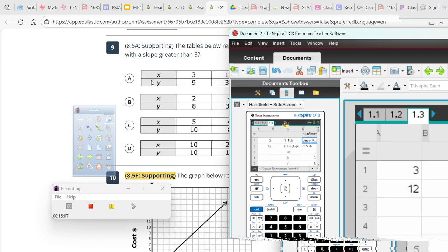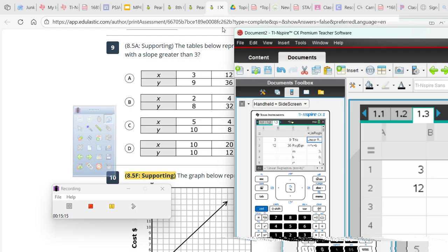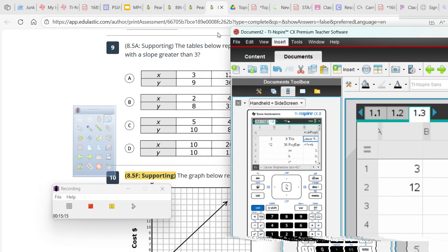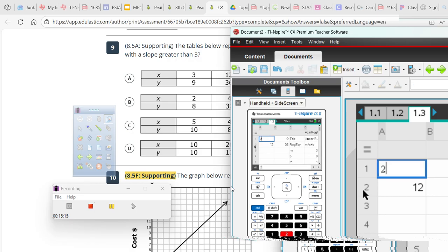So I'm going to start changing the numbers to 2 and 8, and 4 and 32. So let's see. It's not proportional. I can see that the b is equal to something negative, so we don't want that.